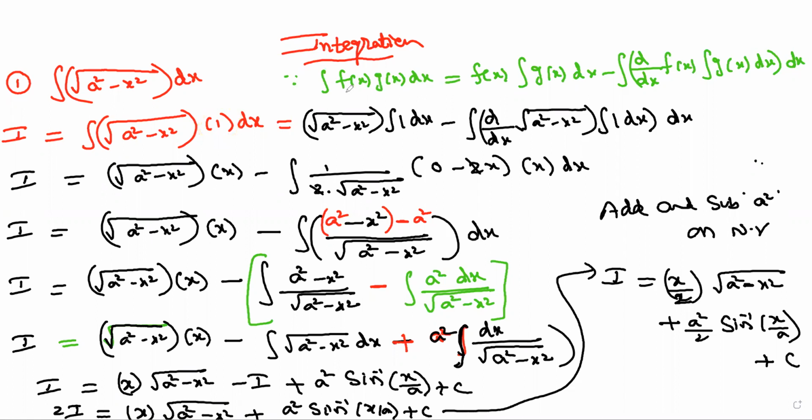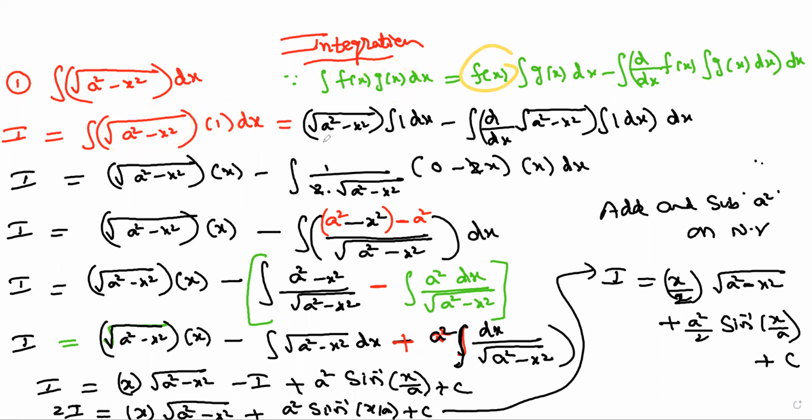So we have the formula: integral f of x g of x dx is equal to first function into integration of second function, minus integration of derivative of first function into integration of second function. So according to this formula, in the place of f of x we write the first function, root under a square minus x square, and in the place of g of x we write 1. So what is the formula?